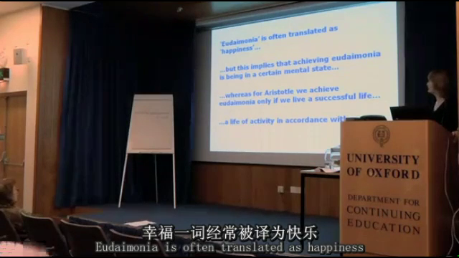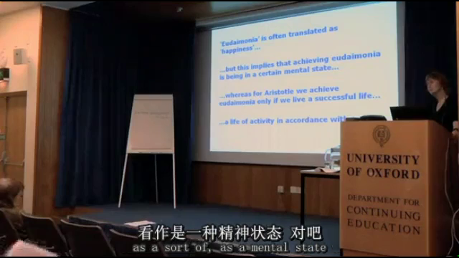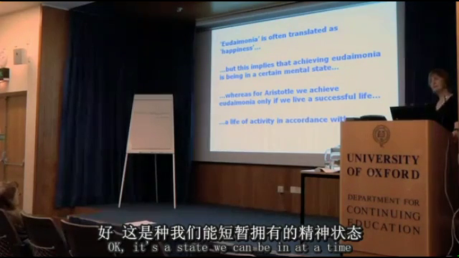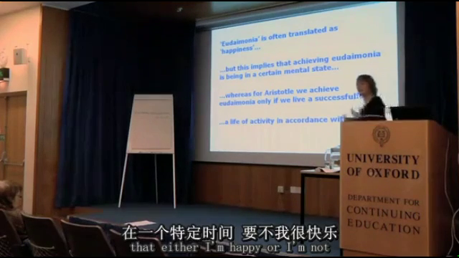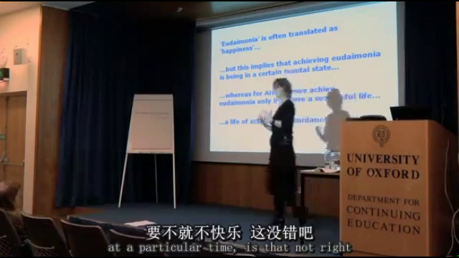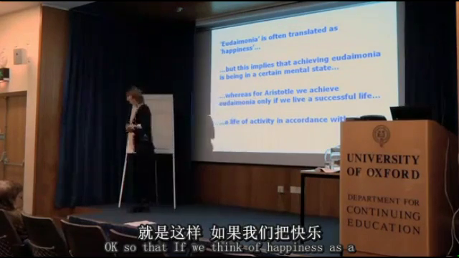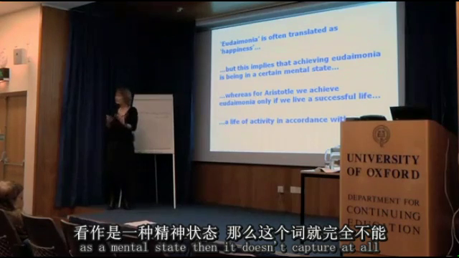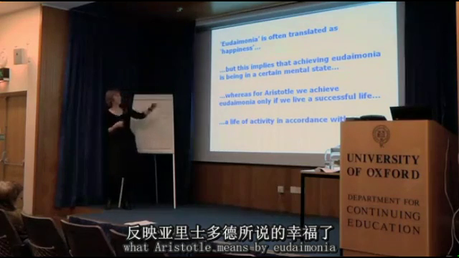Eudaimonia is often translated as happiness. But we think of happiness, don't we, as a mental state. It's a state we can be in at a time. So it's true of me that either I'm happy or I'm not at a particular time. Is that not right? Okay, so if we think of happiness as a mental state, then it doesn't capture at all what Aristotle means by eudaimonia.